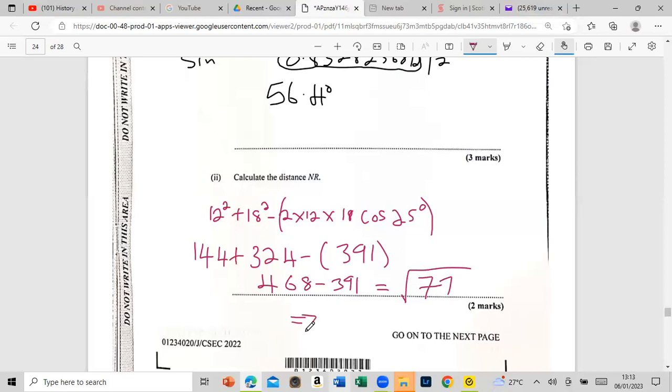All right, so let's go. What's the square root of 77? 8.77. So that means to one decimal place, it will be 8.8. So our answer for this will be 8.8. Awesome question, CSEC. I have to give it to them.